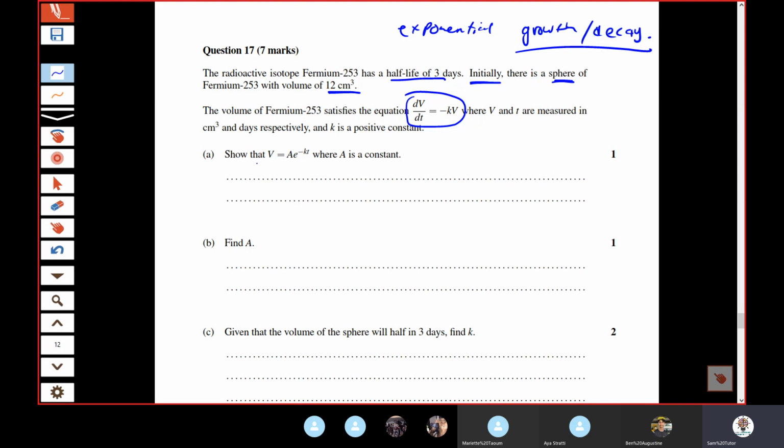bad question. It should have been: show that this is an equation that satisfies. The volume satisfies this equation. Show that V equals. But that's okay. It should have been worded a little bit better. We're going to differentiate dV on dt. Hopefully, we remember how to differentiate exponentials. We get negative k, A e to the negative kt, and then again A e to the negative kt. That just becomes dV on dt equals negative kV.